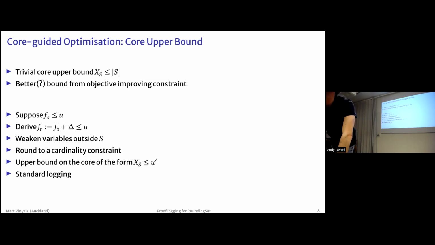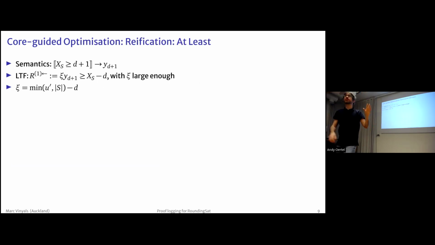Let's see how to introduce these reified variables that say variable y d plus 1 is true if and only if the core is greater or equal than d plus 1. And again, Jakob explained that in the tutorial, but what we want to find is some constraint in linear form that's equivalent to this semantic saying, well, if xs is greater or equal than d plus 1, then variable y d plus 1 is true. Right? And we'll also have a constraint in the opposite direction, but let's see how to log this one first.